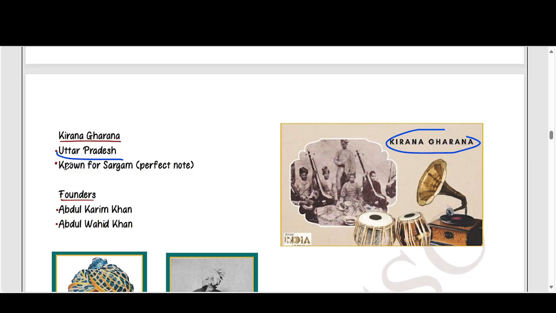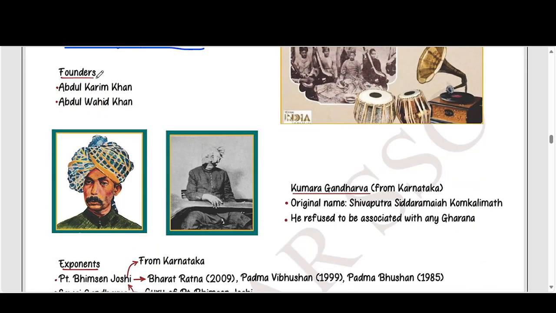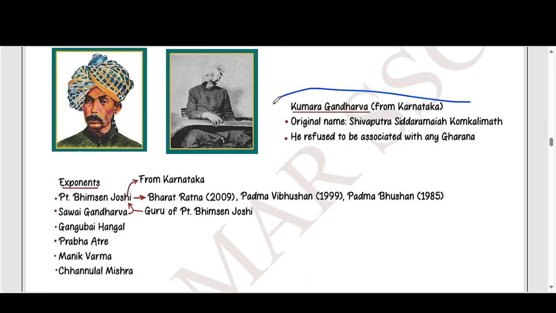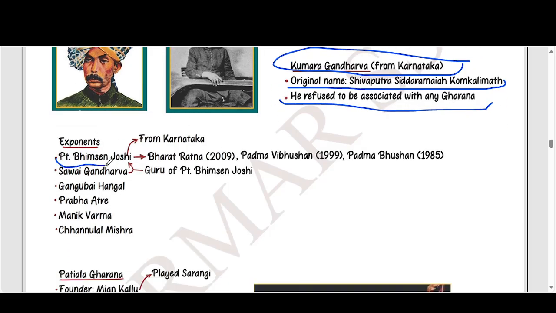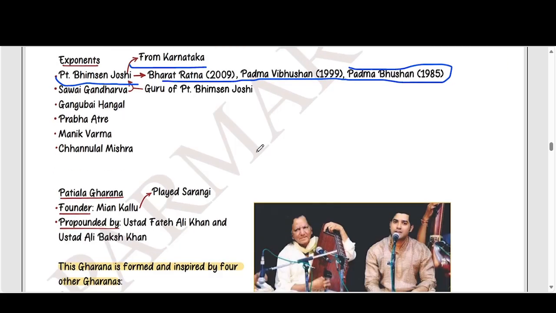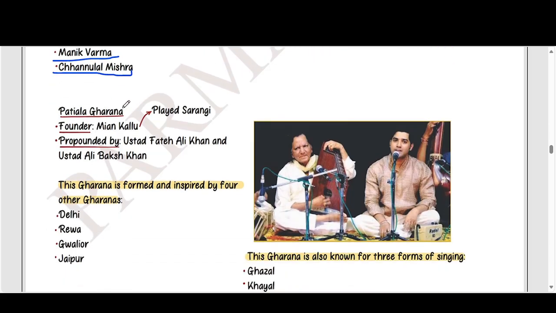Kirana Gharana, Uttar Pradesh, known for perfect note, founders Abdul Karim Khan and Abdul Waheed Khan. Kumar Gandharva of Karnataka, original name Shivaputra Siddaramayya Komkalimath. He refused to associate with any Gharanas. Exponent Pt. Bhimsen Joshi from Karnataka, Bharat Ratna 2009, Padma Vibhushan 1999, Padma Bhushan 1985, Swami Haridas, Government of India. Pt. Bhimsen Joshi, Gangubai Hangal, Prabha Atre, Malini Rajurkar, Chhannulal Mishra.